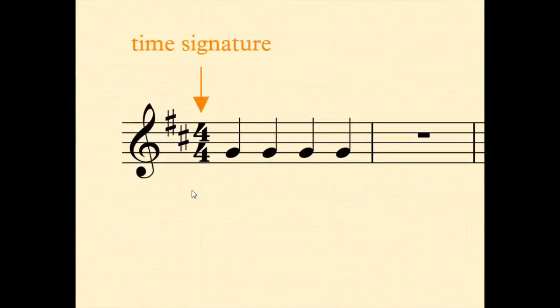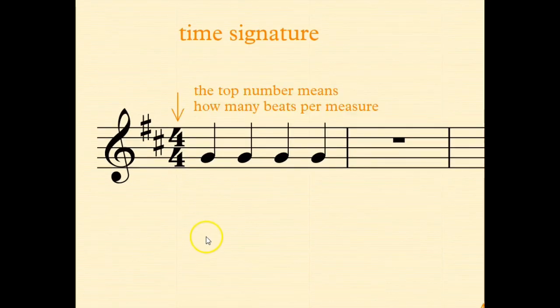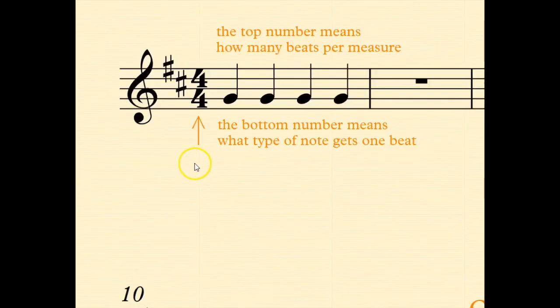To the right of the key signature is the time signature. This tells us how to play the music, and its symbol is a fraction. The top number means how many beats there are in the measure, in this case 4 beats per measure. The bottom number means what type of note gets 1 beat. The number 4 means a quarter note, so we have 4 beats per measure and 4 quarter notes. Most beginning music is in 4/4 time, and you could also see 3/4 time and 2/4 time.